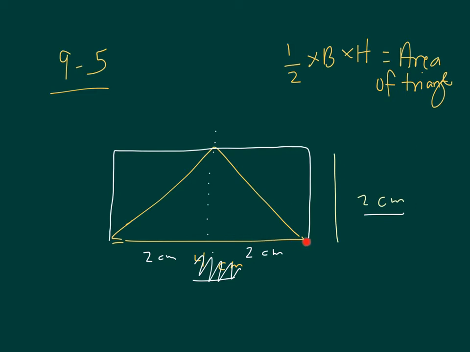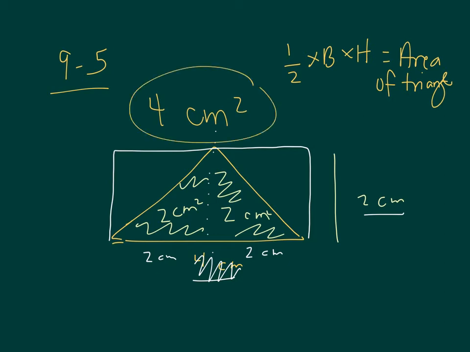My base is 2, my height is 2 times 1/2. So 2 times 2 times 1/2 is 2. So I'd be able to say that this triangle here is 2 centimeters squared. And then the same thing would be true for the other side as well, 2 centimeters squared. So altogether, I have 4 centimeters squared.